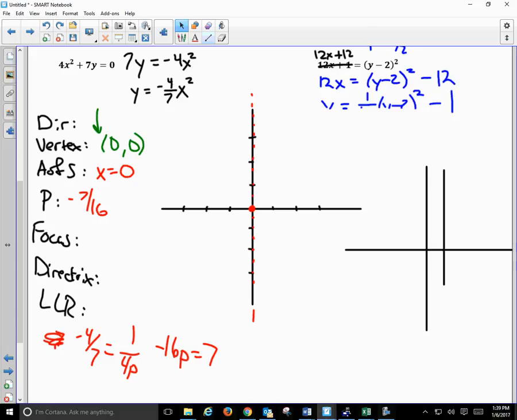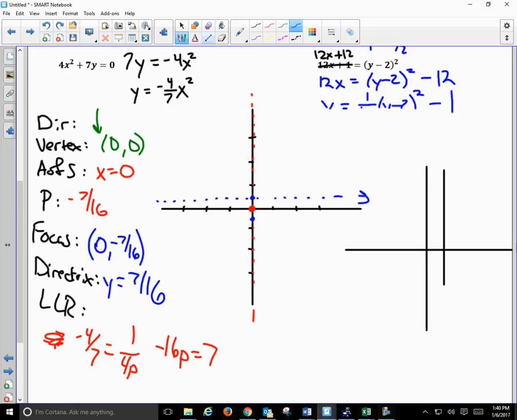So if I move negative 7/16, how much is negative 7/16 approximately? It's about a half, a little bit less than a half. So try to move a half a unit down. What's that location? Yeah, 0, negative 7/16. If I move negative 7/16 up and draw my line, what's the equation for that directrix? Is it a y equals or an x equals? Y equals 7/16. Thank you.